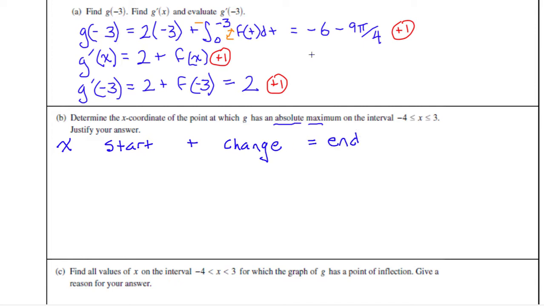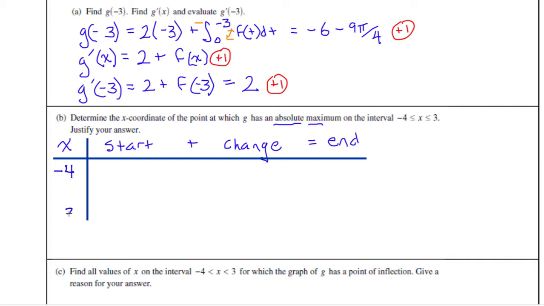There is going to be a problem here. We'll get to it in a sec, but when I have my table, I'm going to make it as nice and small as possible. All right. The 2 easy values to always put in for X are -4 and 3. Yep, the endpoints.